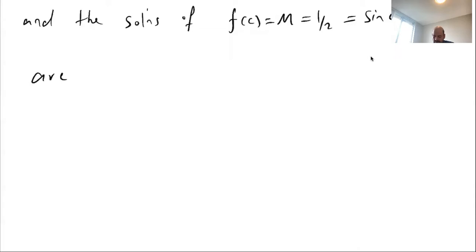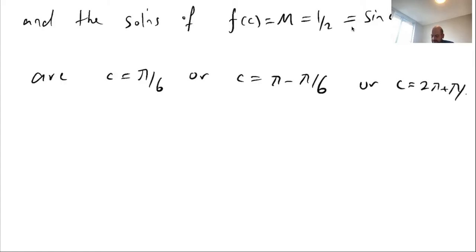So the picture suggests that we will have 3 c values with this property, and the calculation confirms this, because if you want 1/2 to be sine c, then c could be pi over 6, or c equals pi minus pi over 6, right? Sine of pi minus theta is the same as sine theta. And of course, c equals 2 pi plus pi over 6, since sine of 2 pi plus theta is the same as sine theta. So sine of 2 pi plus pi over 6 will also be 1/2, and this can be simplified as 13 pi over 6. So 3 c values, as expected.